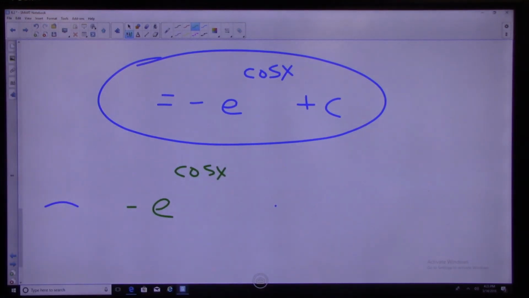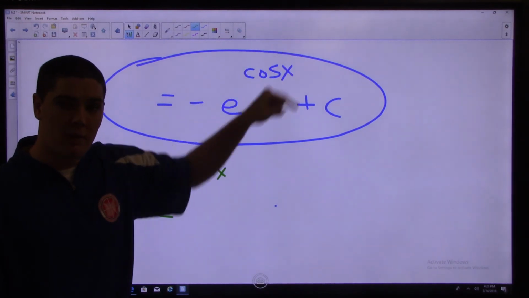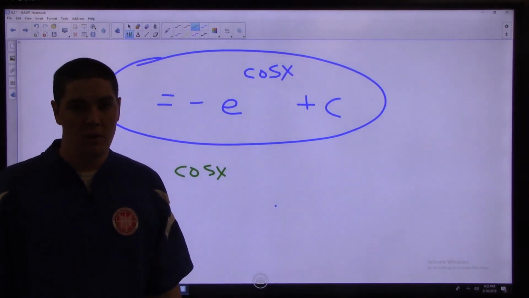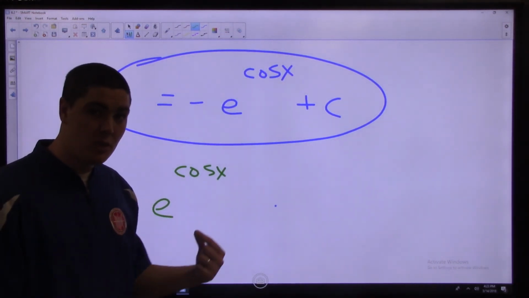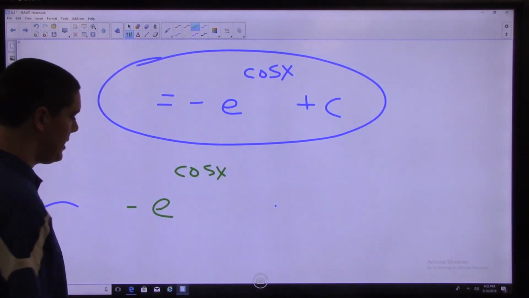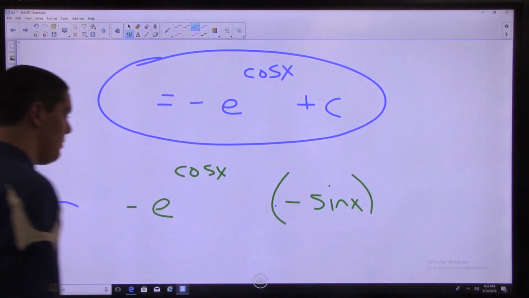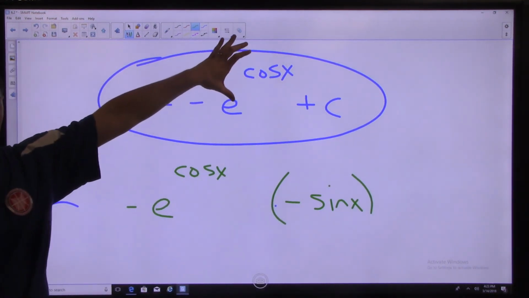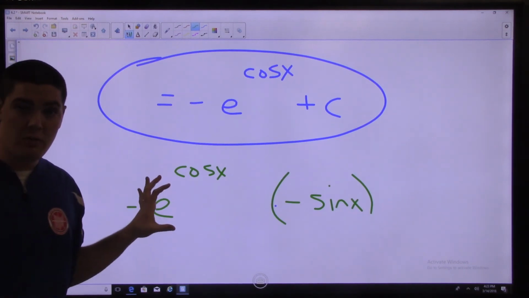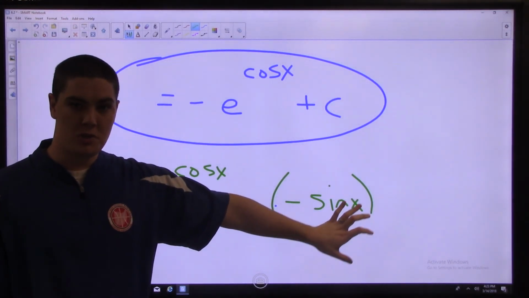But then we need to multiply by the derivative of the inside function. So the inside function is cosine x. What is the derivative of cosine x, if you remember? Back to derivatives. Now remember, I said derivatives, not the antiderivative. So what is the derivative of cosine x? And the answer is negative sine x. So I'm taking the derivative of the outside function, so it pretty much stays the same because the derivative of e to the u is e to the u. And then we multiply by the derivative of the inside function, which is negative sine x.